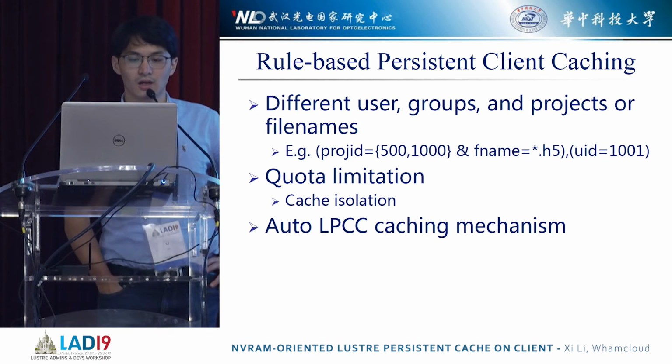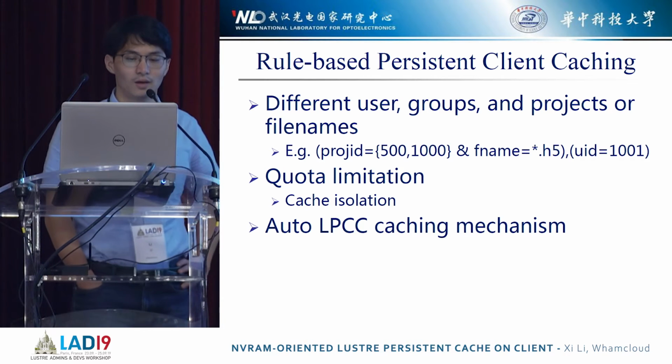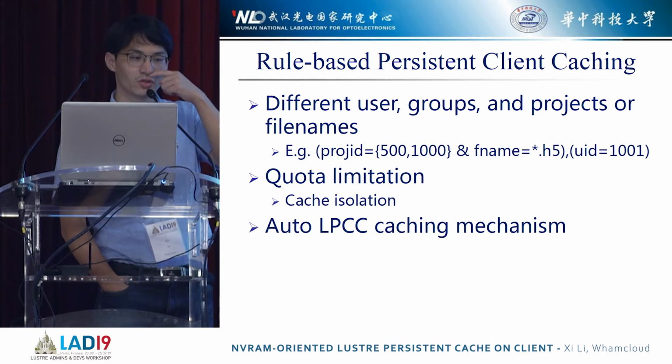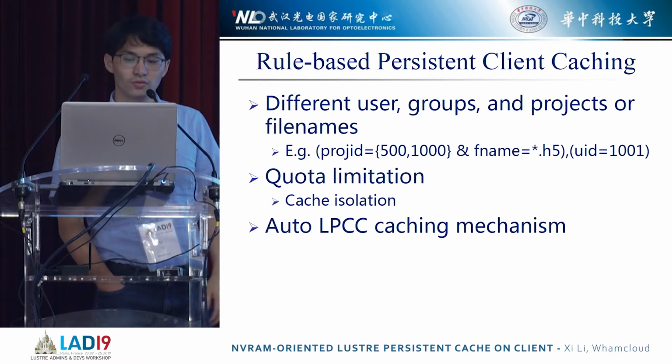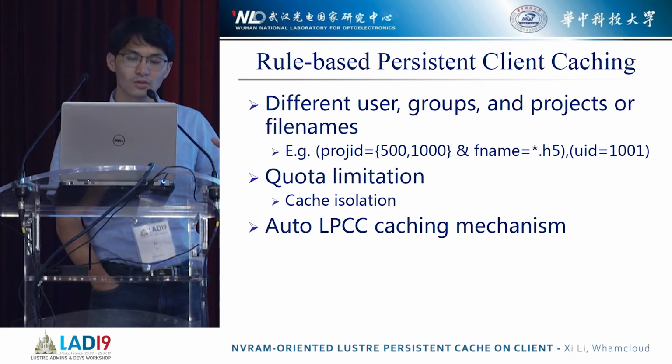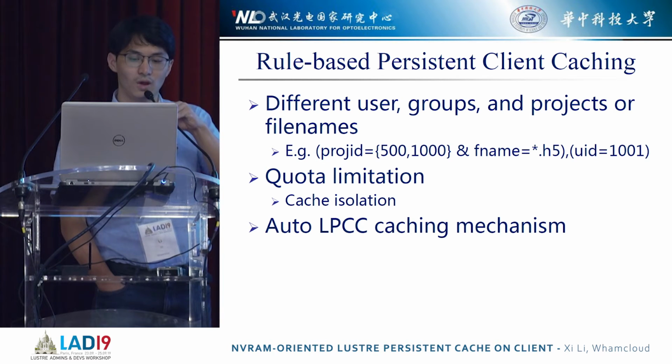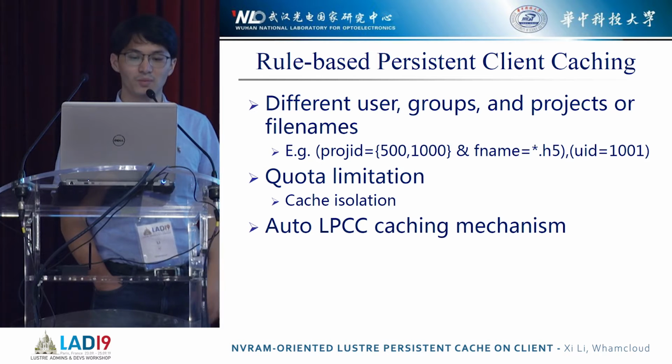So another thing that we are working on is rule-based PCC data management. So we can define rules to check whether we want to cache the newly created data in PCC or not. So I think it is going to be very useful for us to easily manage the data we want to cache on PCC. And also, we are looking into local quota limitations to make sure that users won't abuse PCC.